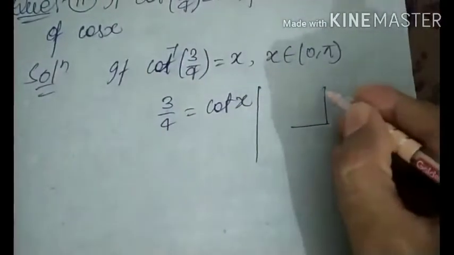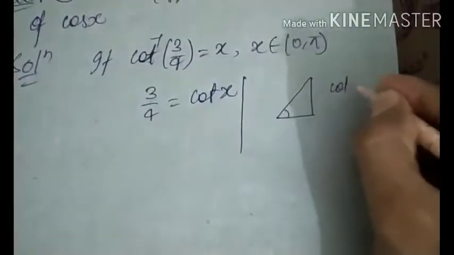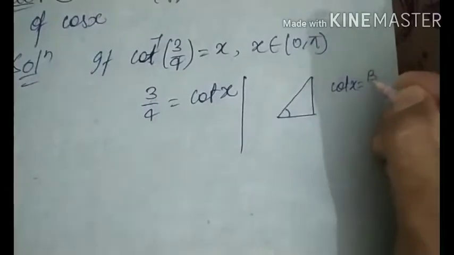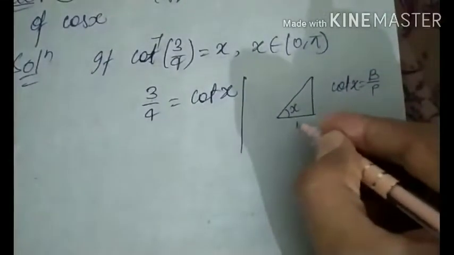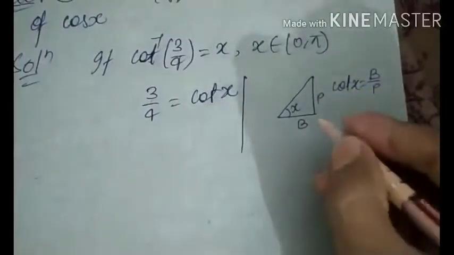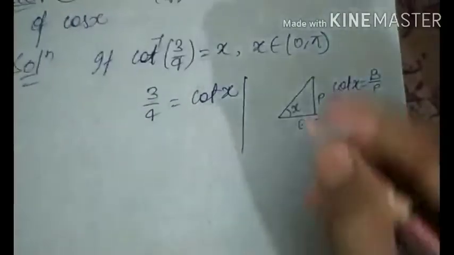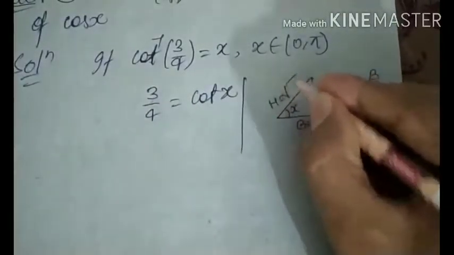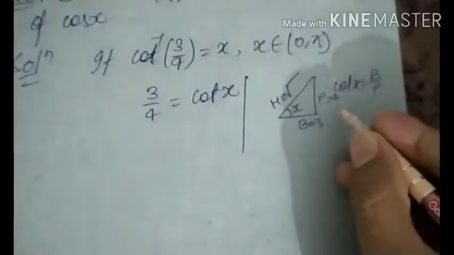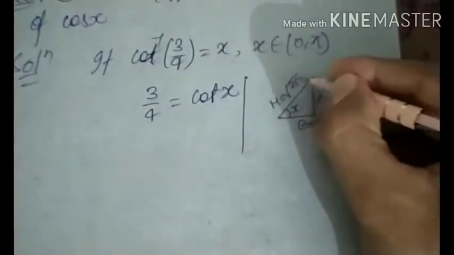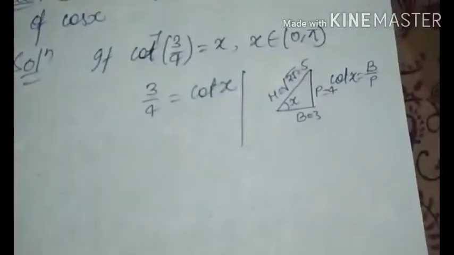Then we are going to make a triangle, and this is x. Since we know that cot x is equal to base upon perpendicular, this is x, this is base, and this is perpendicular. Base is 3 and the perpendicular is 4. Then the hypotenuse will be under root of 3 square is 9, 4 square is 16, 9 plus 16 is 25, and the value of under root 25 is 5, which means the hypotenuse is 5.